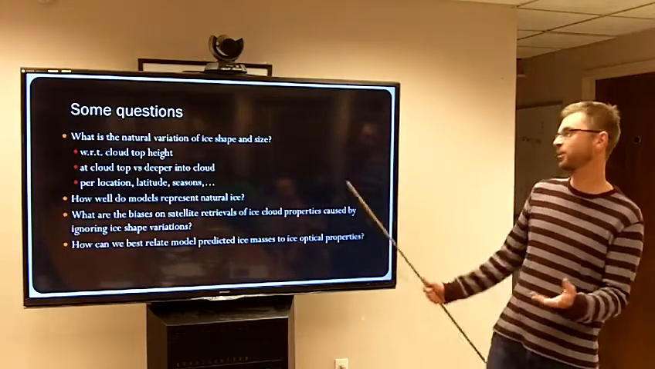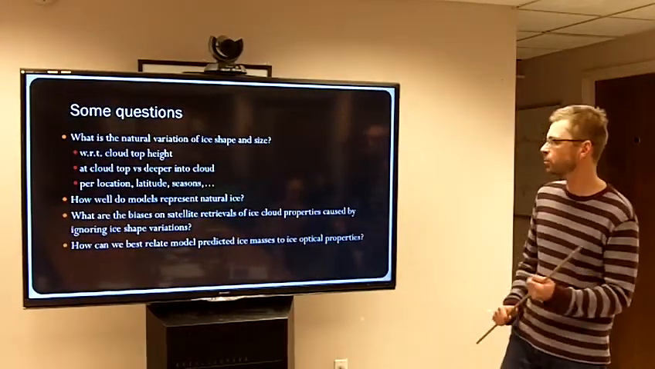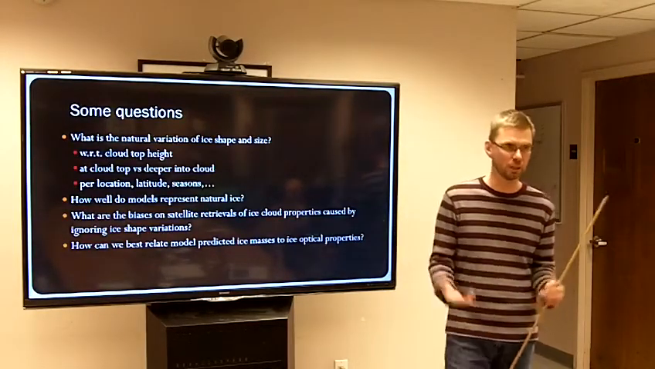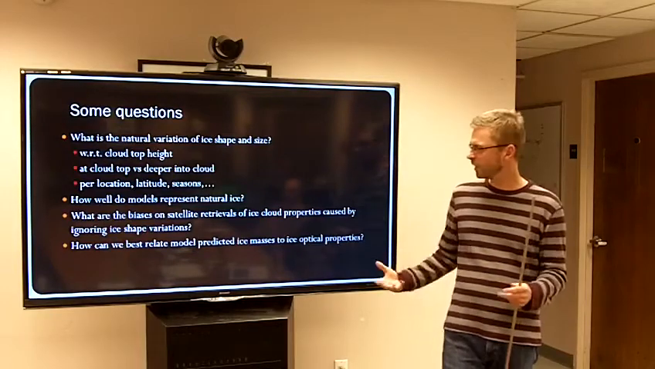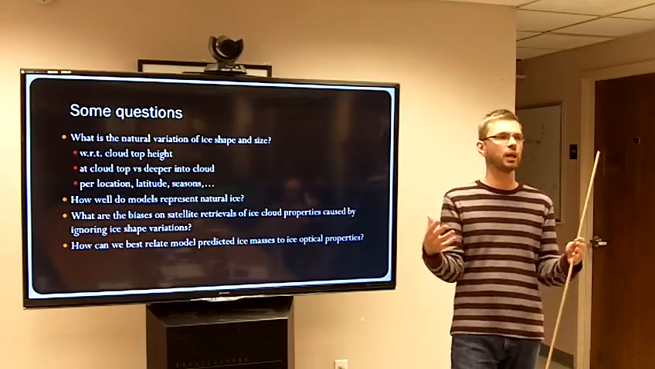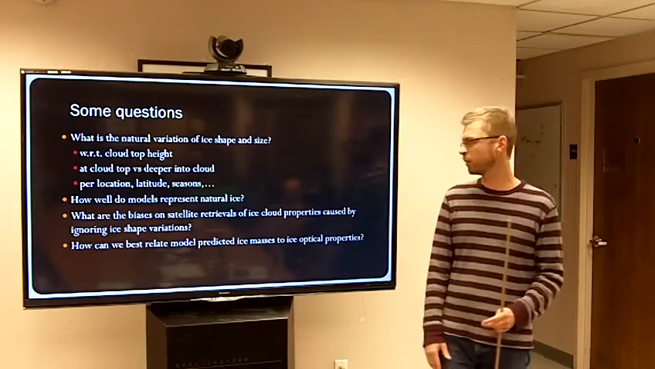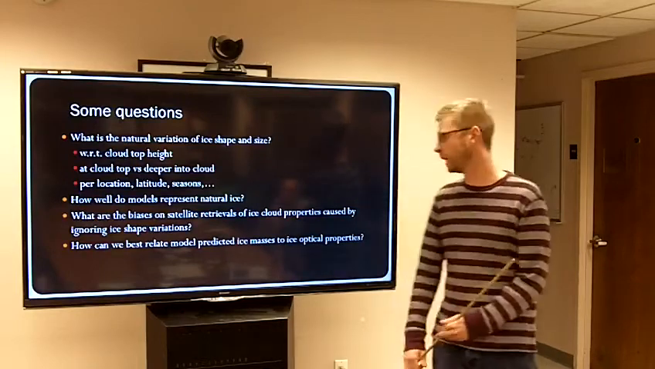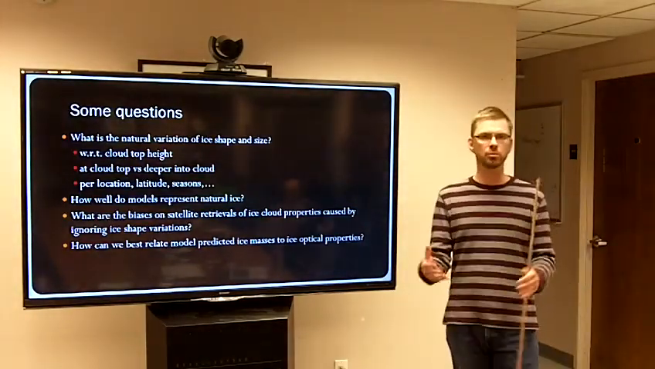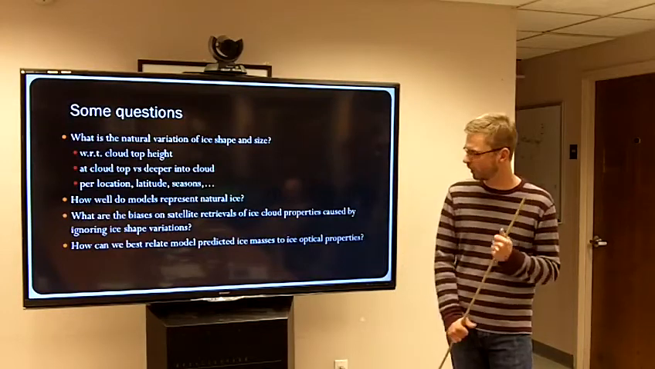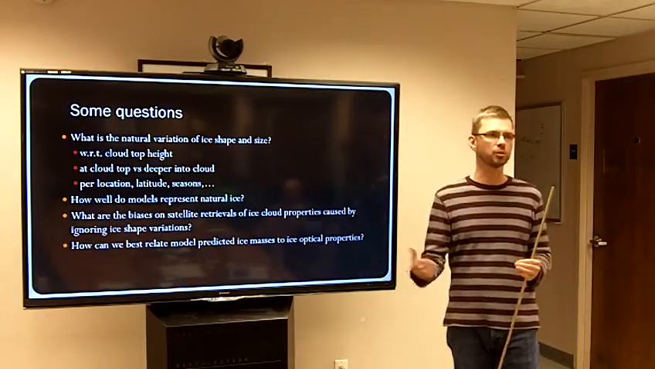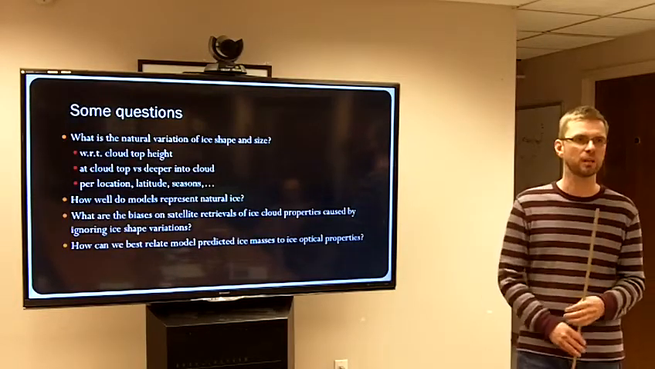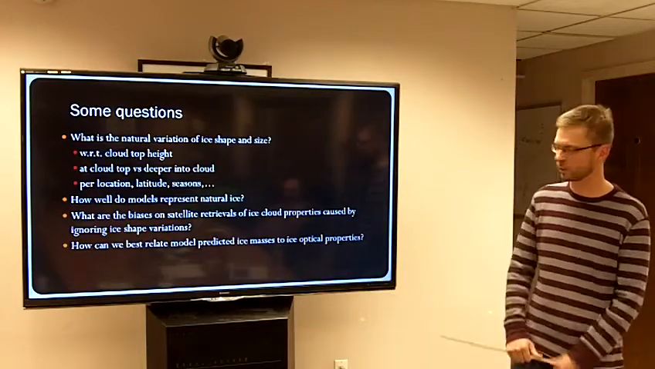The last question I wrote down here is, so if we have a model, specifically a CRM, GCM, sorry, so it's predicting mostly ice masses. And so how can we relate those ice masses to the ice optical properties? So some models also try to predict other modes of the ice size distribution. And so how can we best do this translation, basically?